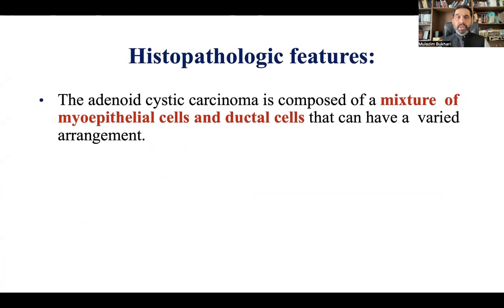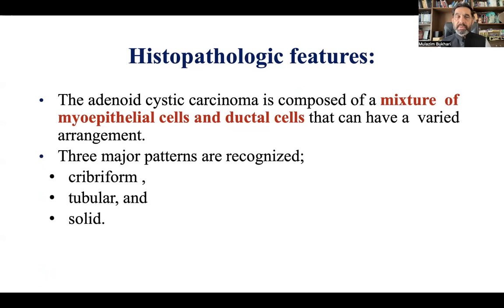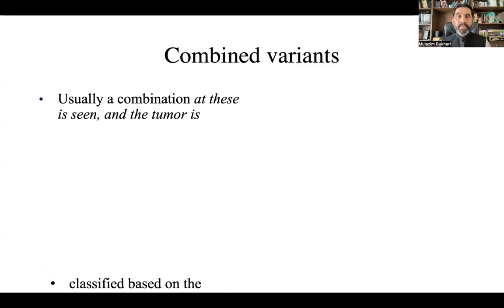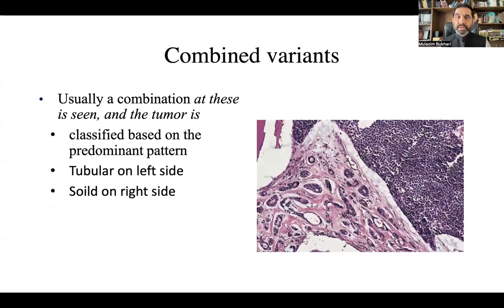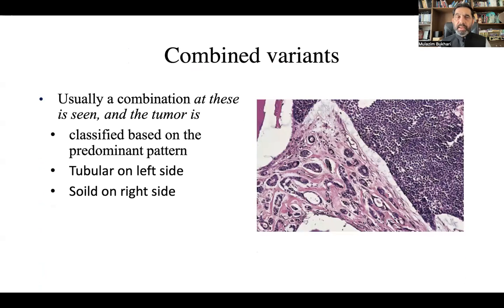What is the histology? As we discussed, this is a mixture of two cells, the myoepithelial cell and the ductal cell. The ductal cells look more bluish in color, which is why we name them basaloid cells, making three important patterns that we discussed previously: cribriform, tubular, and solid. Sometimes combined pictures are also classified.